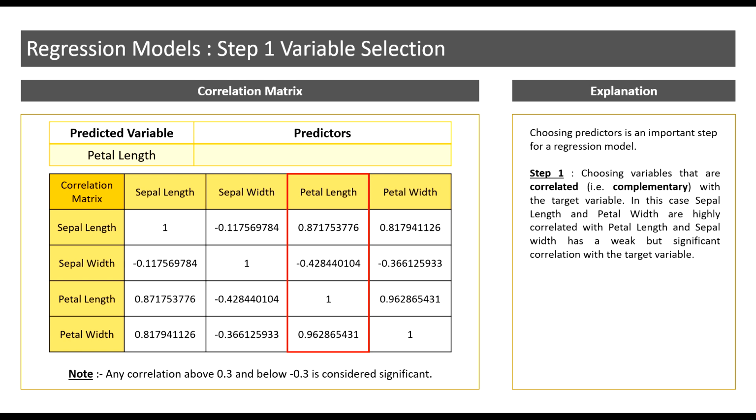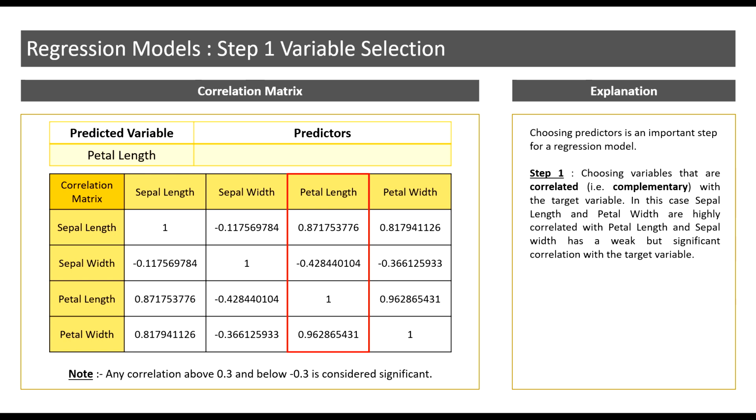Now, step 1. We need to choose the x variables that are complementary to the y variable. The y variable here is petal length. Hence, in the correlation matrix, we look for those variables that are highly correlated with petal length. Here, in the correlation matrix, we can see that sepal length and petal width have a correlation of 0.87 and 0.96 respectively, which means that these two variables have a high correlation and hence complement petal length.